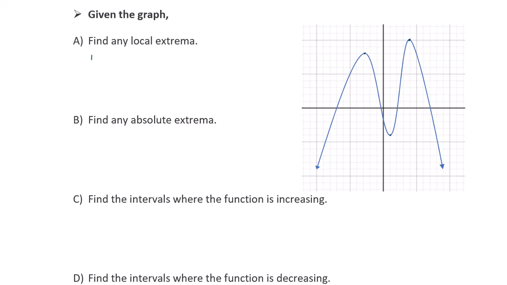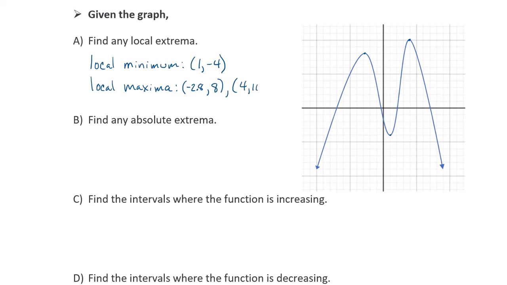Okay, so we have a local minimum of (1, -4). We have local maxima, that's plural for maximum, local maxima of (-2.8, 8) and let's say (4, 10). So those are our local maxima.